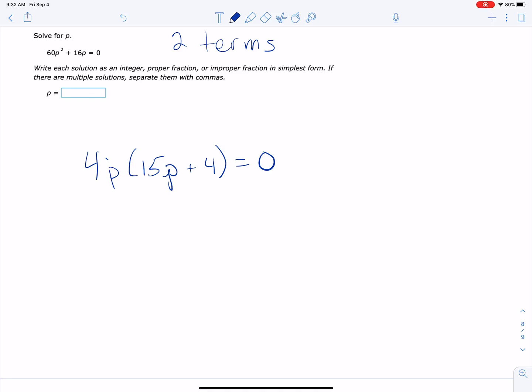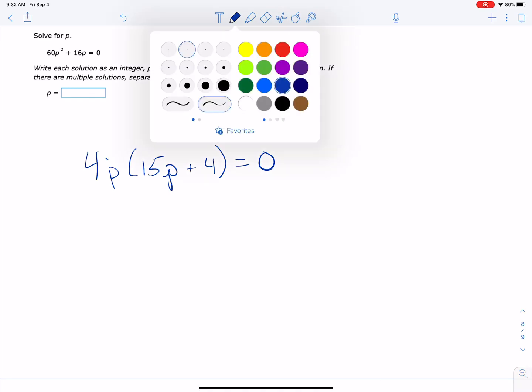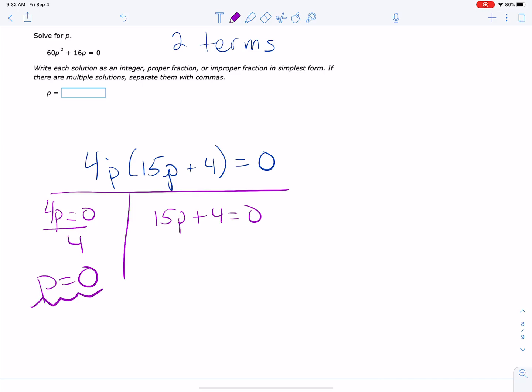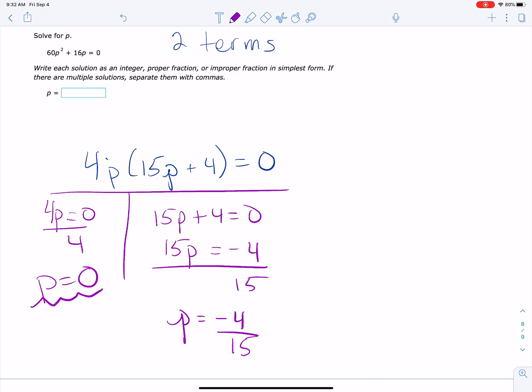Okay, so how nice. My squared's already separated. So I'm actually ready to branch off and solve. 4p equals 0 and 15p plus 4 is 0. Divide by 4 in this case, p is 0. Oh, I love a good 0. And then on this side, 15p is negative 4. Divide by 15, p is negative 4/15. Hooray!